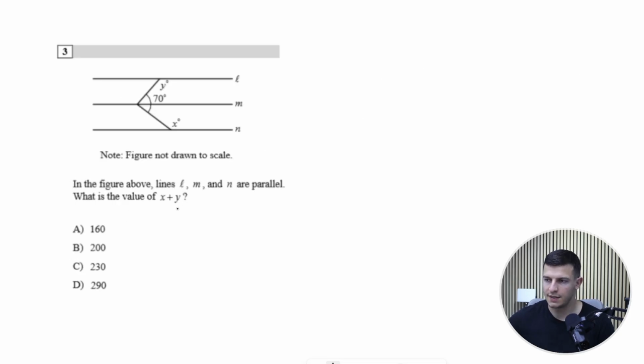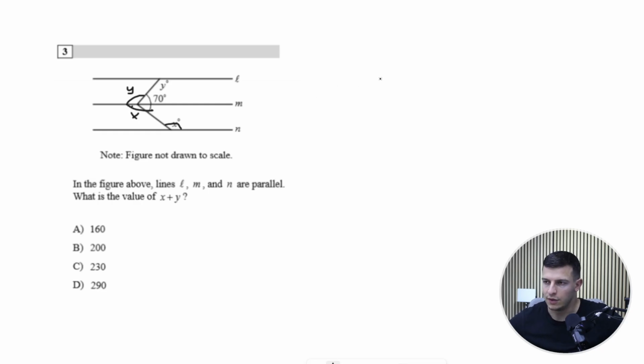In the figure above, lines L, M, and N are parallel, so we have three lines here. What is the value of x plus y? Now, this whole thing seems to be 70. Interesting. Let's see what we can find out. So if this is y, that means this is also y, right? If this is x, that means this is also x.